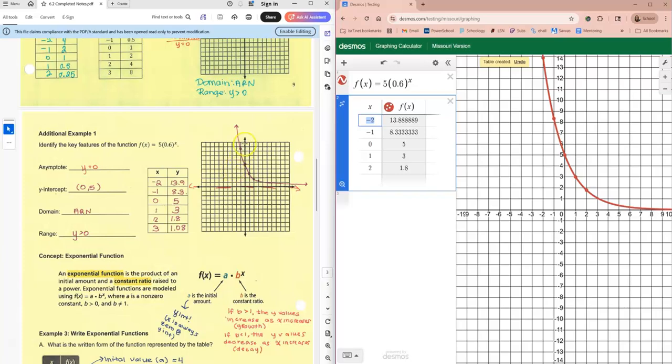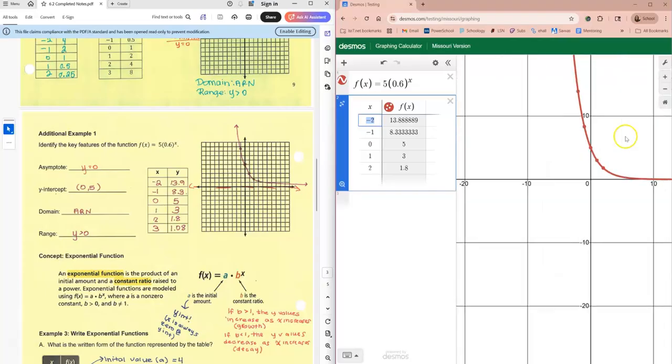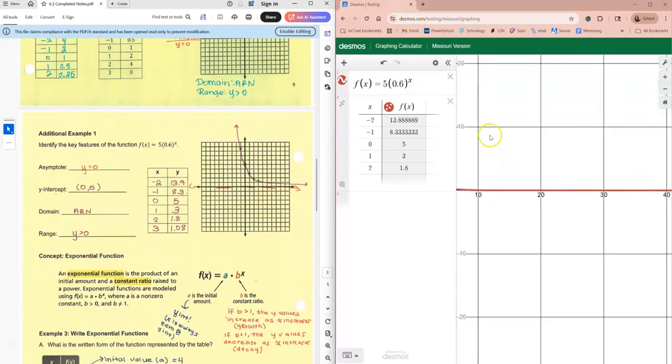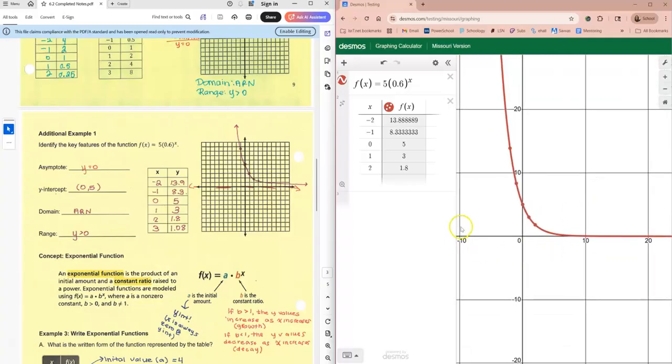So when you are plotting your points, I want you to have the points from your table. So I don't just want some random curve. I want to see those points on your graph. And so the nice thing about looking at Desmos is we can see once again it's getting closer and closer and closer to that x-axis. So we again have an asymptote of y equals 0.